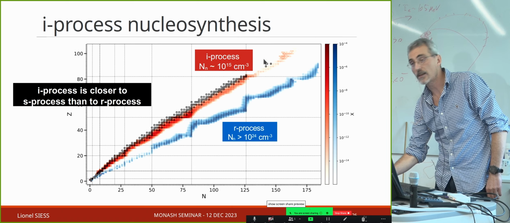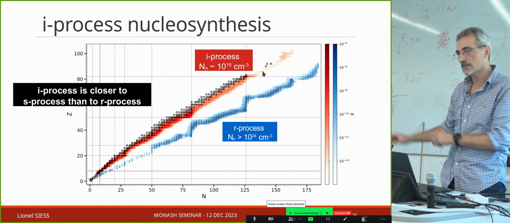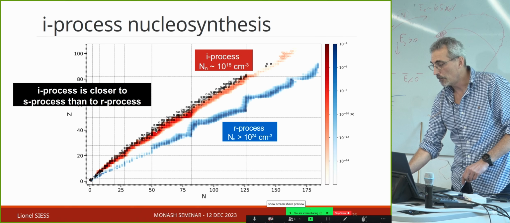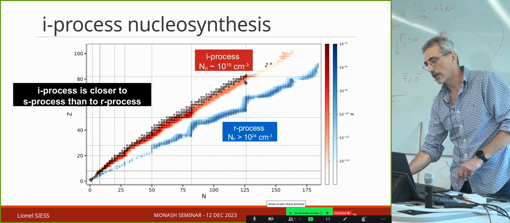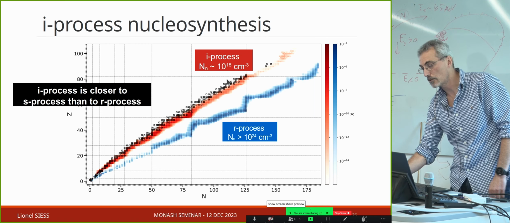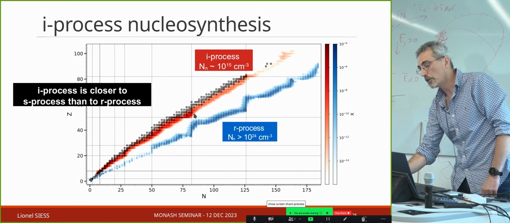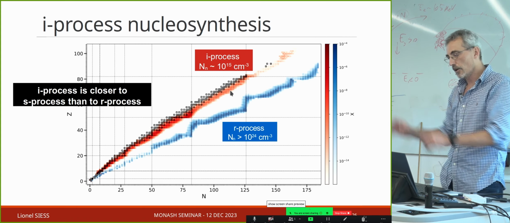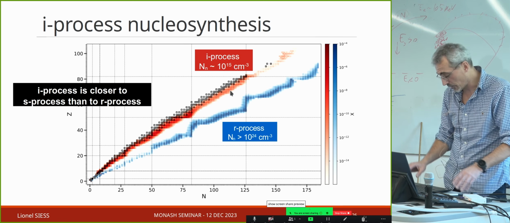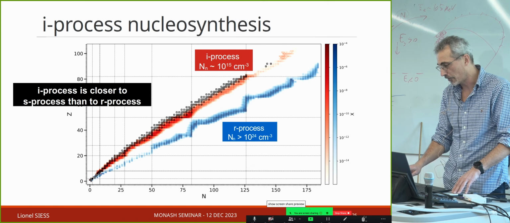elements like these actinides here, uranium, thorium. They require very high neutron densities, and they were thought to be only formed by the R process. The I process is the green one. So it's very close to the valley of stability, which is represented by these black squares. But you see, it starts to get a little bit into the neutron-rich area. But it's closer to the S process than to the R process.